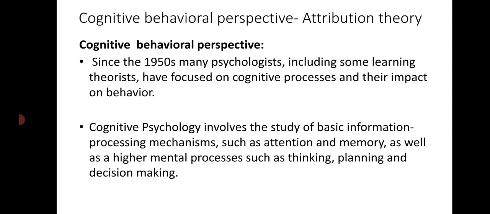Now, let's start our discussion about the cognitive behavioral model of abnormality. Since the 1950s, psychologists have emphasized that cognitive processes will have a lasting impact on behavior. They were all of the opinion that cognitive processes, like basic mental processes such as attention and memory, as well as higher mental processes such as reasoning, thinking, decision making, etc., do have a lasting impact on one's behavior.